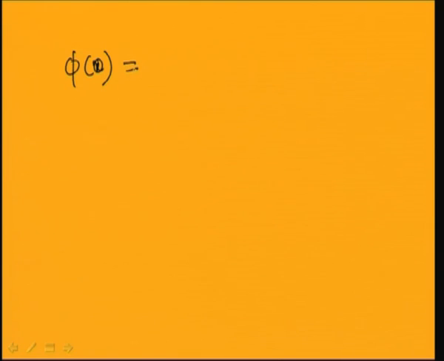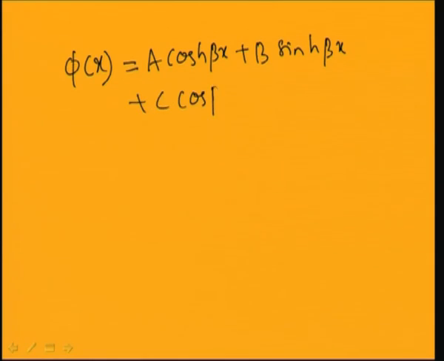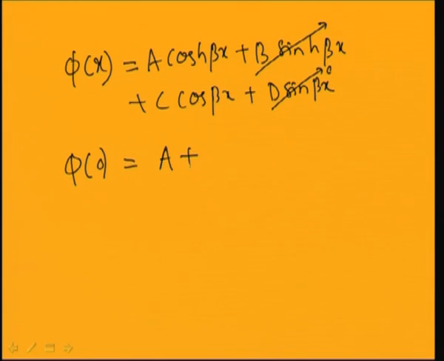Now, from the general expression phi x we can find phi 0. You already know phi x equal to A cosh beta x plus B sinh beta x plus C cos beta x plus D sin beta x. So, phi 0, if I substitute x equal to 0, cos 0 is 1 and sin 0 is 0. So the B term becomes 0 and the D term also becomes 0. So, the terms containing B and D are 0 for phi equal to 0, and from this A plus C equal to 0.